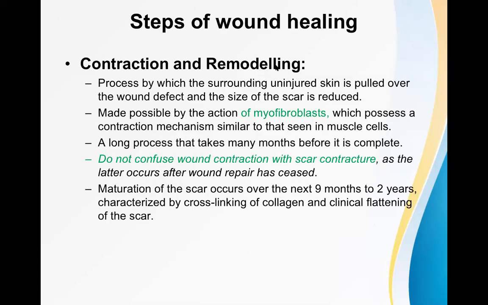Now, at the end, we have contraction and remodeling. Contraction and remodeling is an important part of the wound healing process because the granulation tissue may be quite big in the beginning. So that granulation tissue should mature first and then it should contract. That is known as contraction. This is mainly done by myofibroblasts.